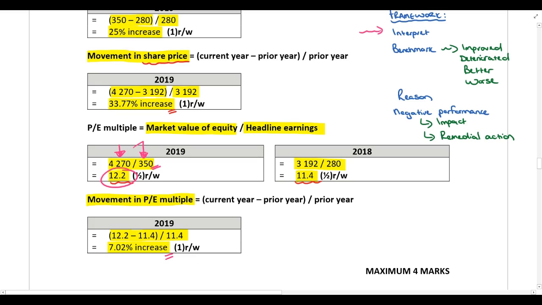So investors are prepared to pay 12.2 times more when they are buying shares in this company. They're prepared to pay 12.2 times more than the current earnings of the company. So obviously you want this multiple to be as high as possible, because then it means that investors are prepared to pay more for shares in your company. So that deals with the interpretation of the price earnings multiple.